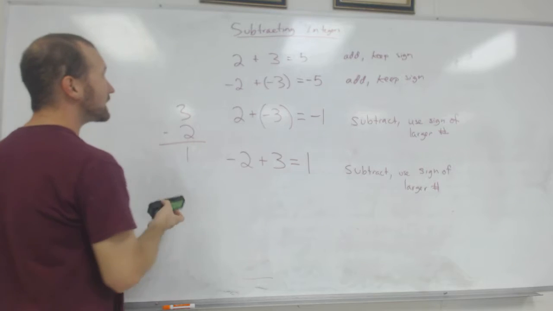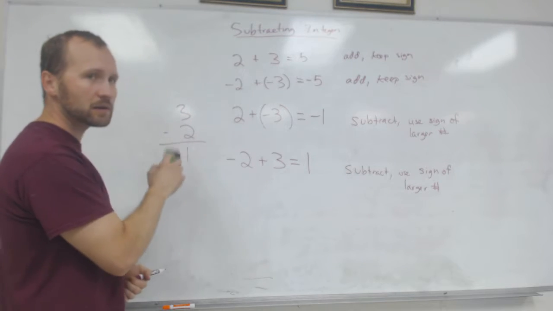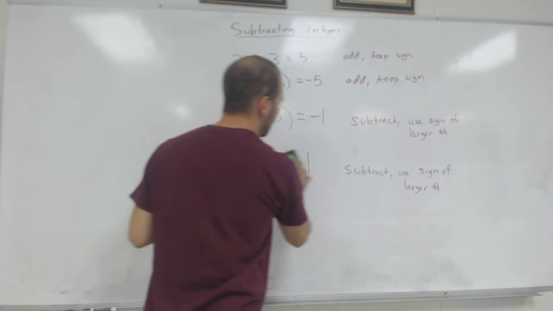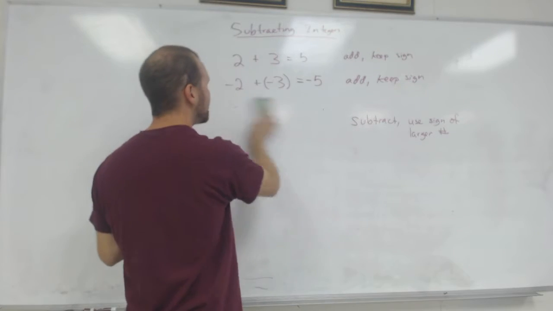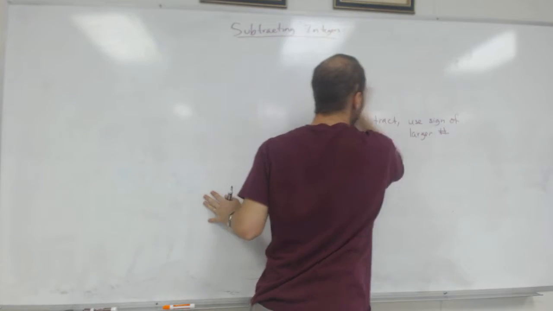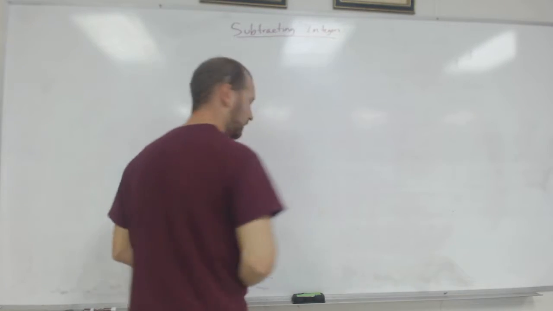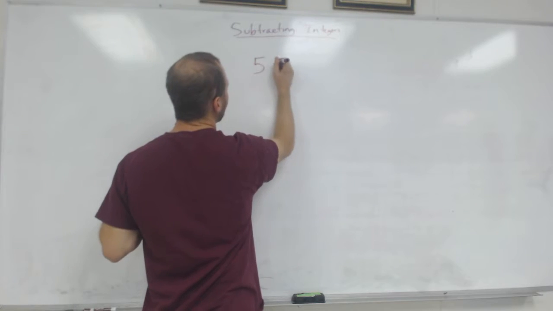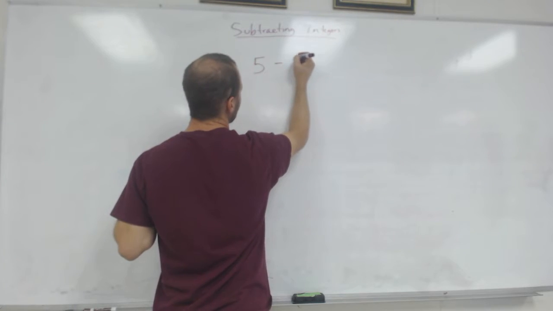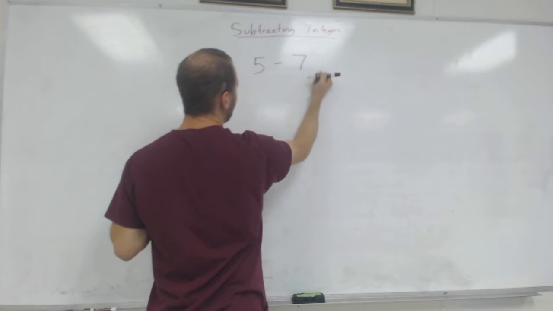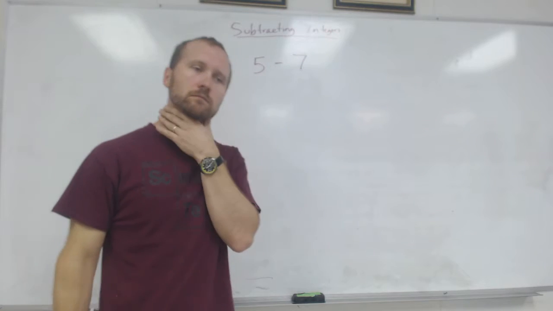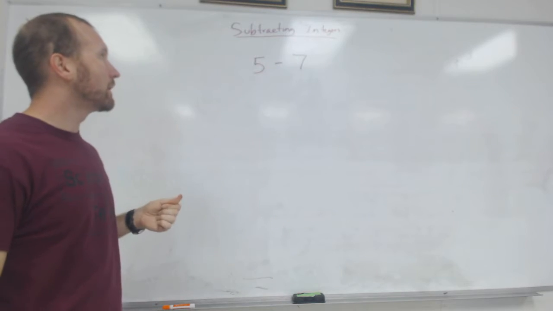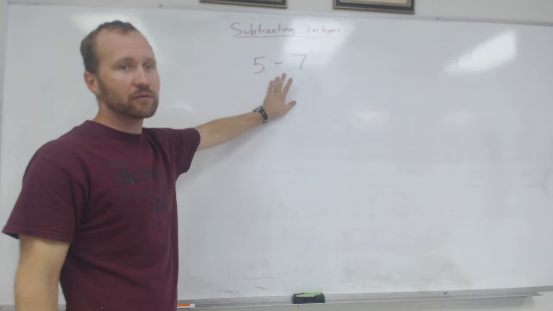So subtracting integers is going to use these same rules because we're going to turn every subtraction problem into an addition problem. How do you do that? Well, here's how. If I had something like 5 minus 7, would it be 5 plus 7? This is the same thing as 5 plus negative 7.